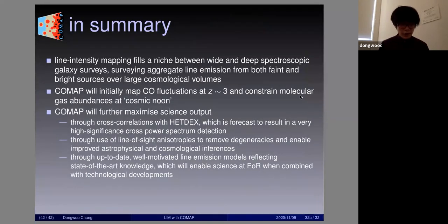So that's where I'll wrap. I think line intensity mapping fills a very interesting niche by looking at the aggregate contribution from both faint and bright sources. COMAP is going to be part of that story.